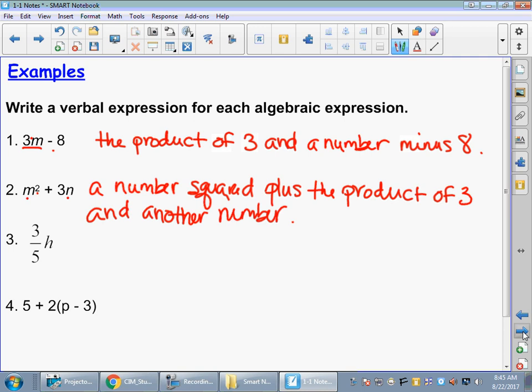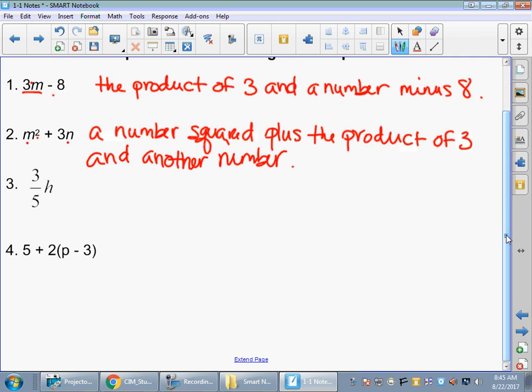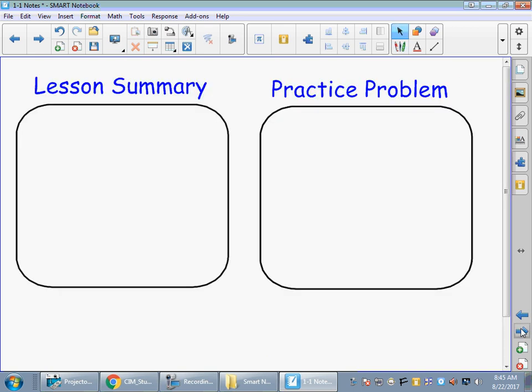And let's just do this last one, 3/5 times h. I might say 3/5 of h. So 3/5 of a number. I could say times, I could say the product of 3/5 and a number, and I'll save 4 for another time. Lots of different options there.